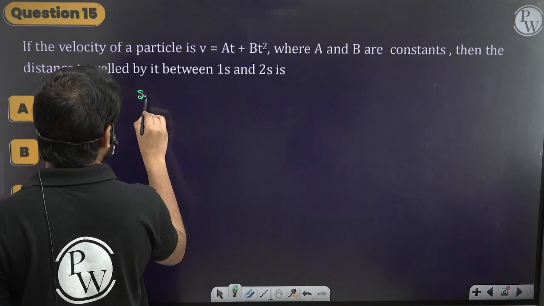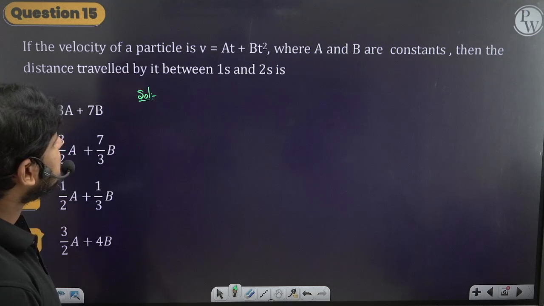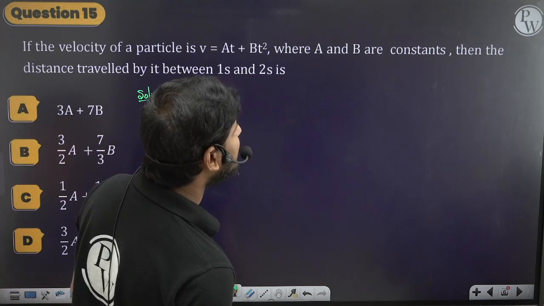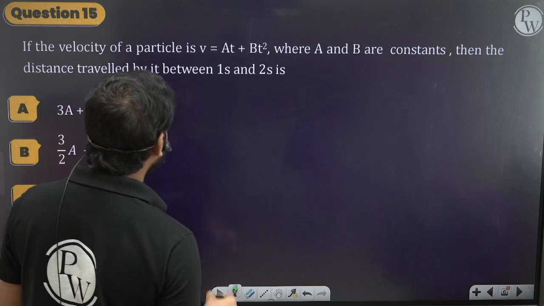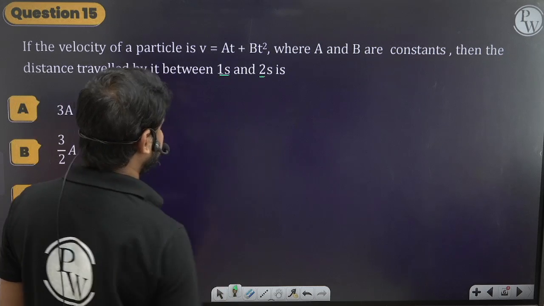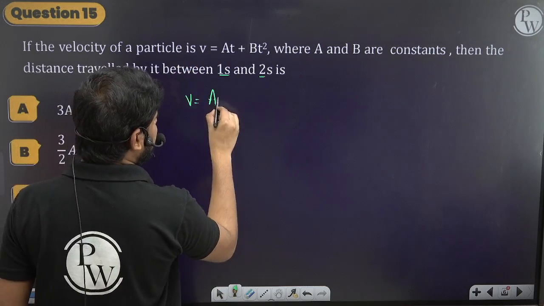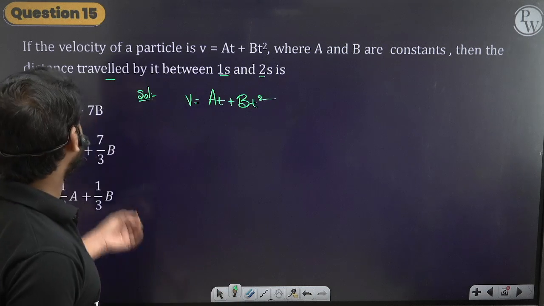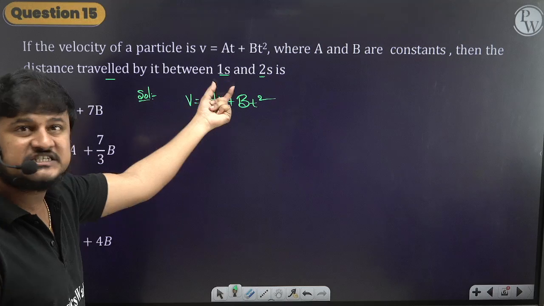So what does the question say? If the velocity of a particle is v = at + bt², where a and b are constants, then find the distance traveled by it between 1 second and 2 seconds. The velocity function is given: at + bt² is the velocity function. Now they are asking us to find the distance traveled by it between 1 second and 2 seconds.